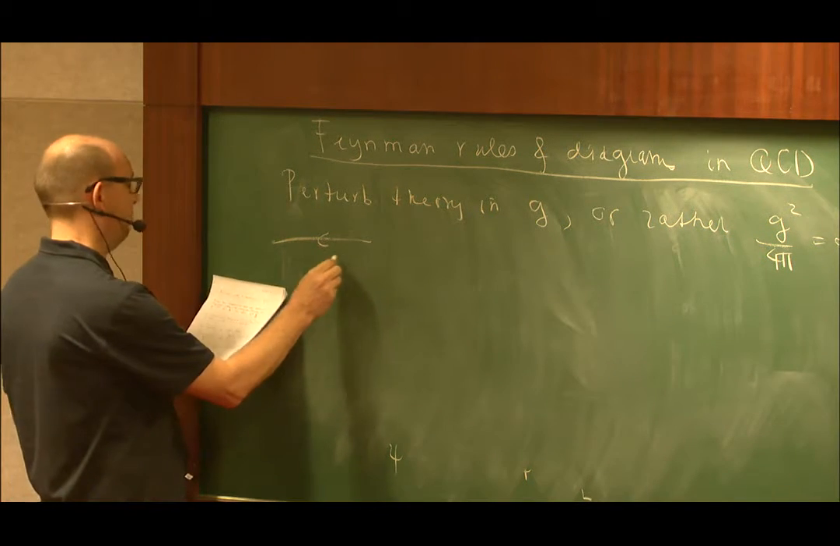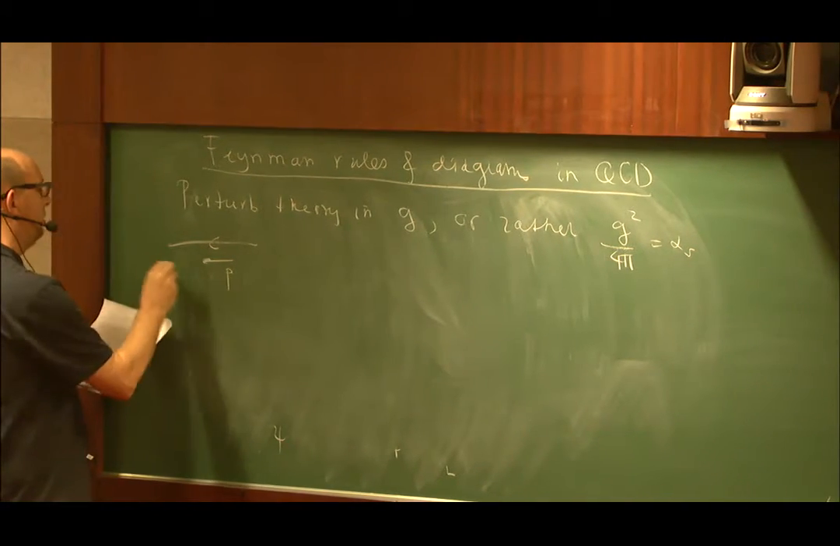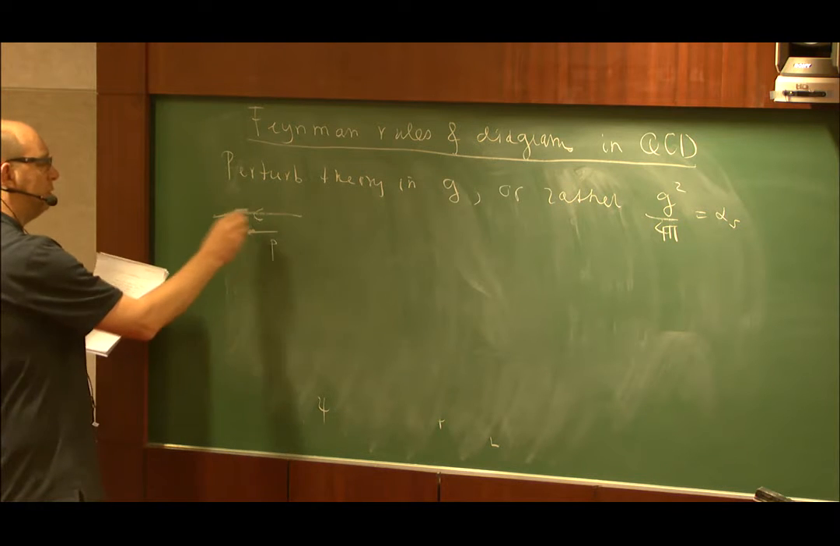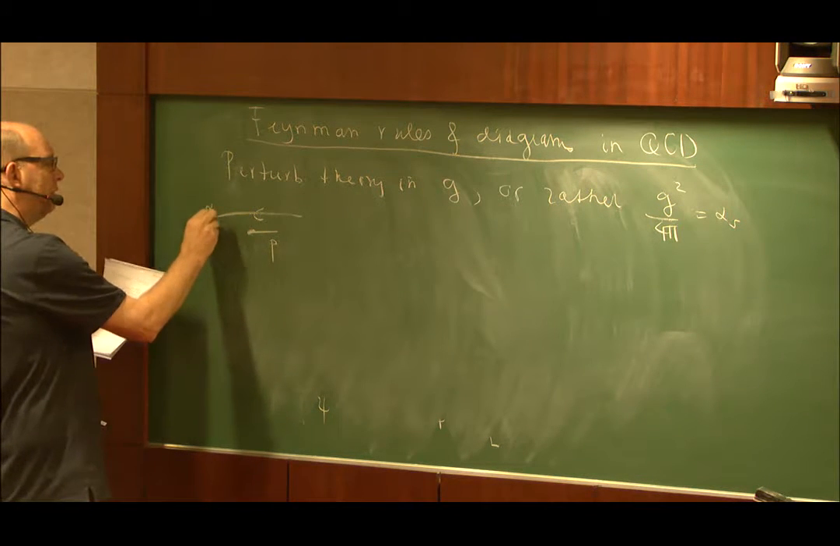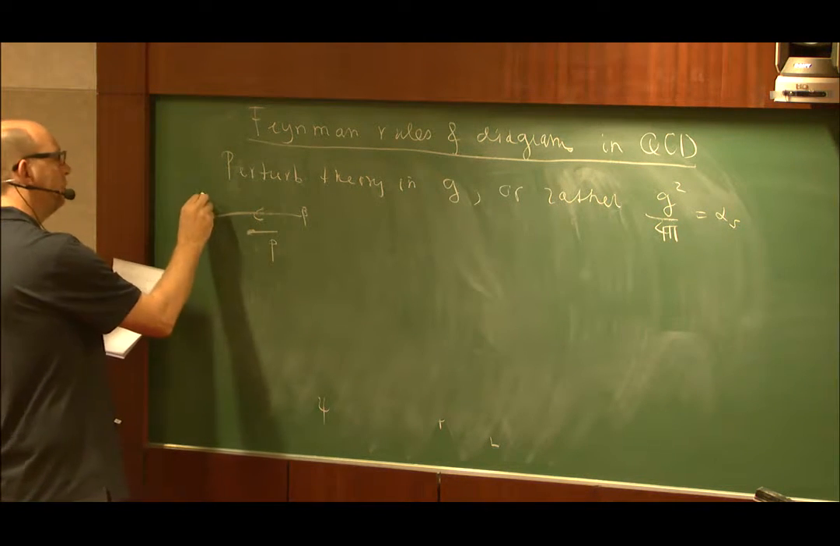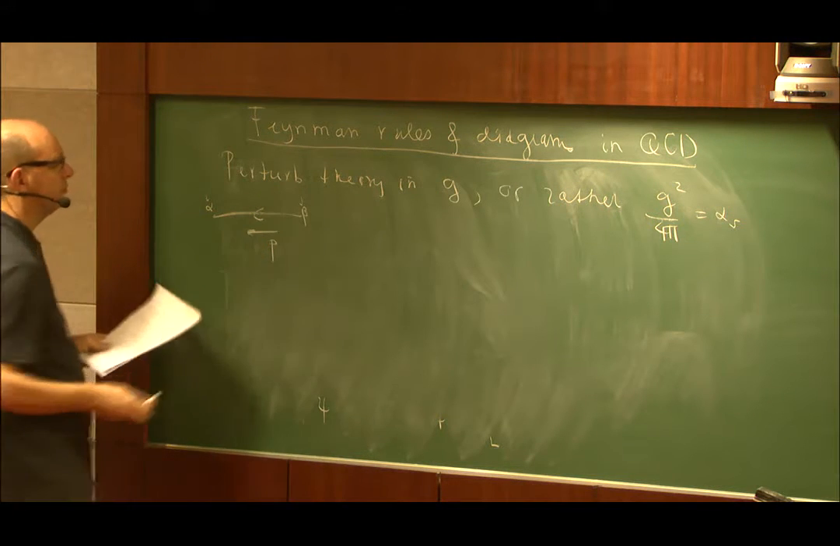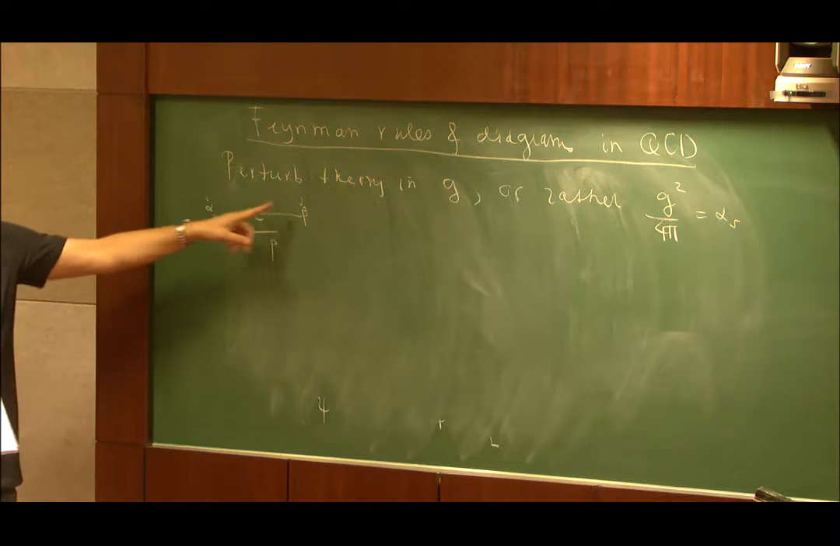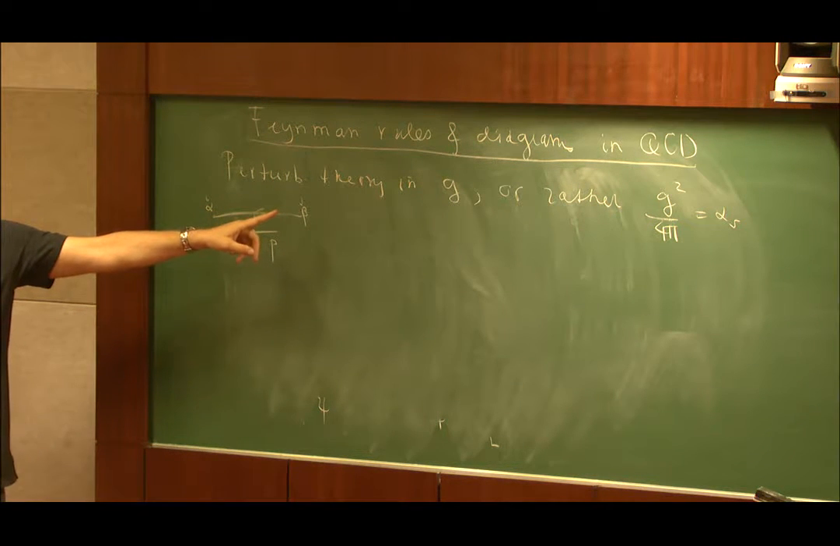So we have here p going on, and then we need to specify the spinor indices alpha, beta, and also the group indices ij. These are the spinor indices alpha beta, and ij are the SU(N), SU(3) group indices.